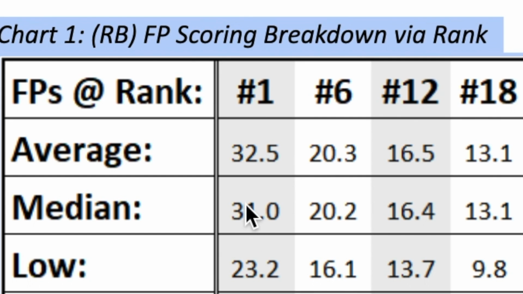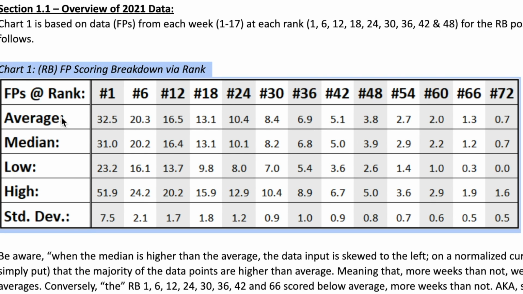So we can see here that the RB1, more weeks than not, scored below average or closer towards the RB6. And then that happens at the RB6 and the 12. And then at the 18, we can see the position kind of even off before that continues again. So there's this constant pull at the position towards fewer points than the averages would suggest.